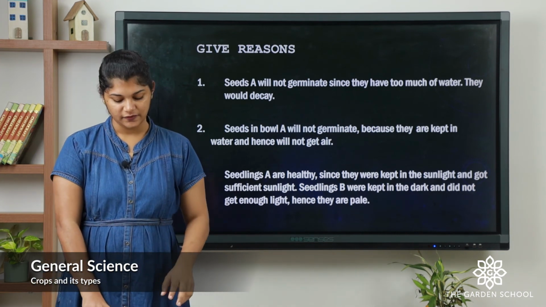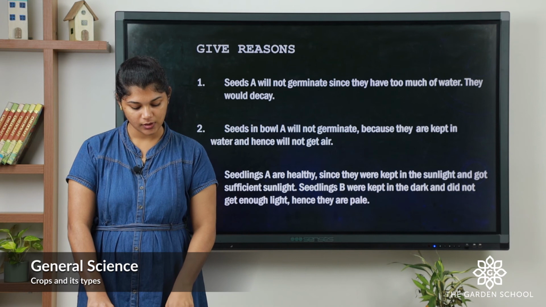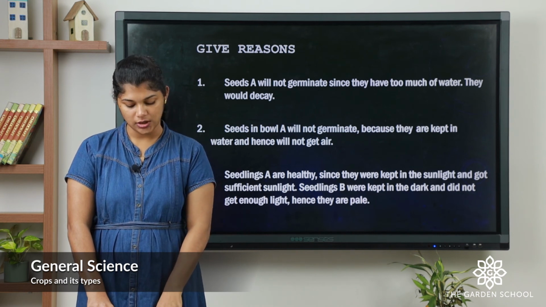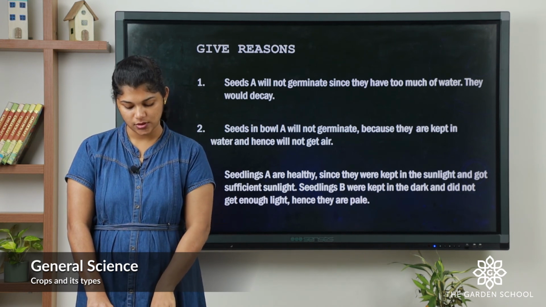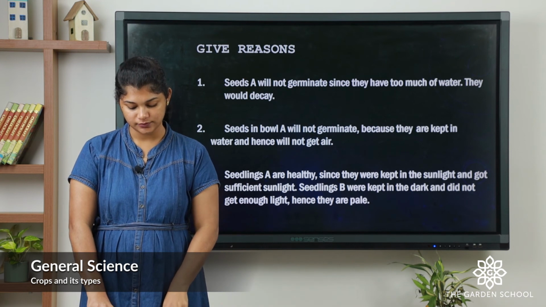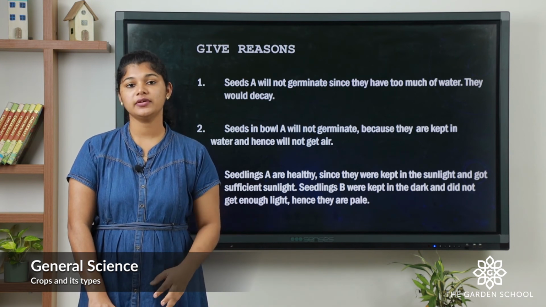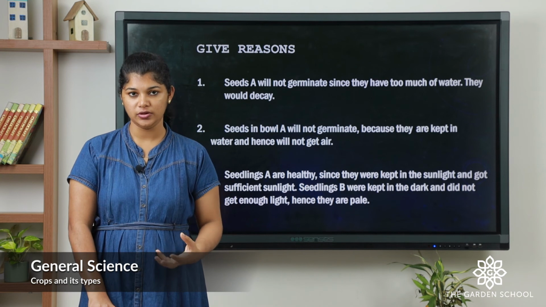Let us see value based question. Farmers work hard to grow food crops. Do you value their work? You can relate these questions with your own lifestyle.